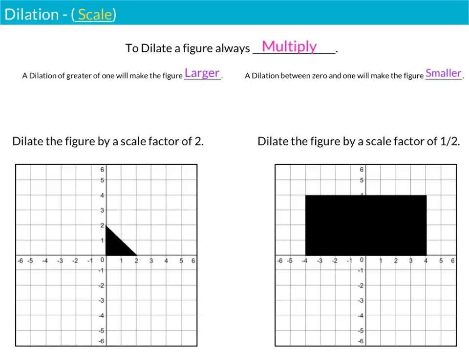So now we're going to take a look at 2 different dilations that we're going to do, one with a scale factor of 2, the other of a scale factor of 1/2. So what are we going to be multiplying? Well, we're going to be multiplying the points, obviously, so we need to get those points in order to be able to do this correctly.